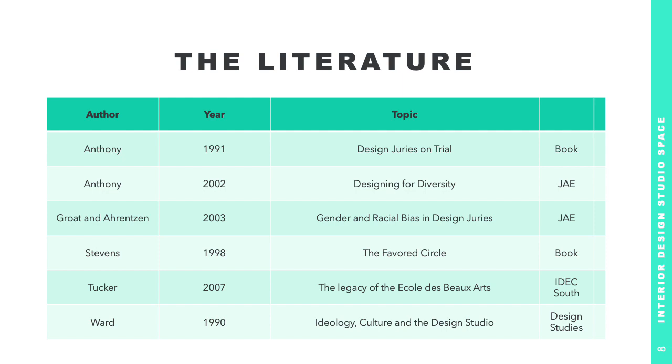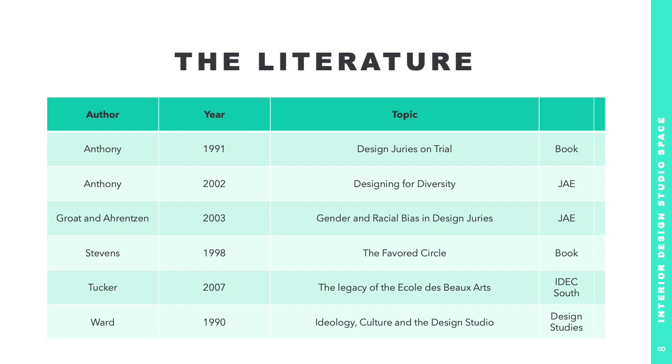Gary Stevens wrote a book on the sociology of architecture and the culture that is created through the studio process and the design jury process, called The Favored Circle, which really talks about how that environment can disenfranchise people. Through architectural education, a student learns how to not only do the things that an architect would do, but learns to become what an architect is. So there's this sort of enculturation that takes place in the studio environment.